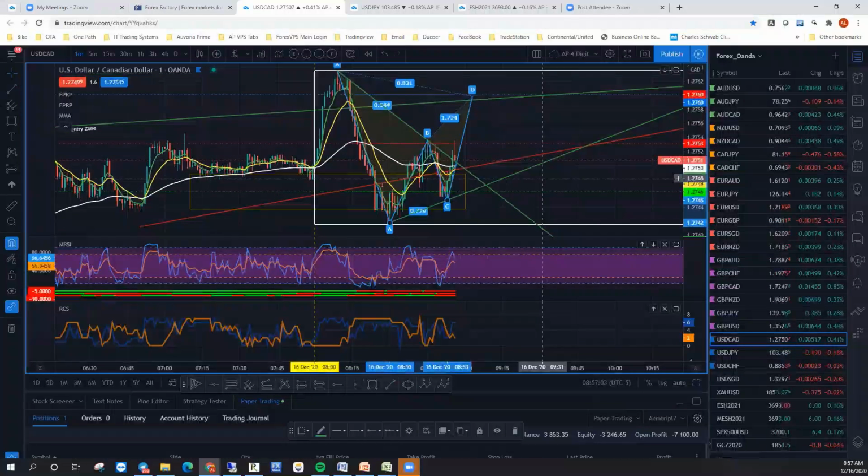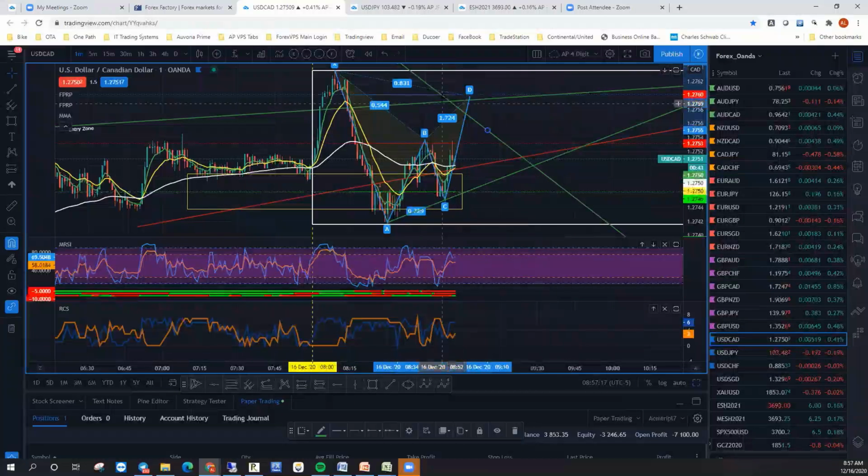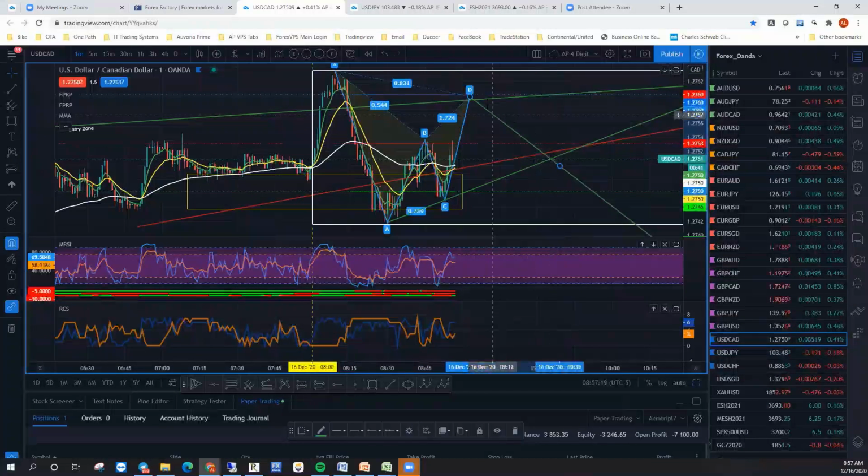And we get a bounce off of here. It's probably going to go long. But it couldn't break through this B area. We've got triangles all over the place here right now.